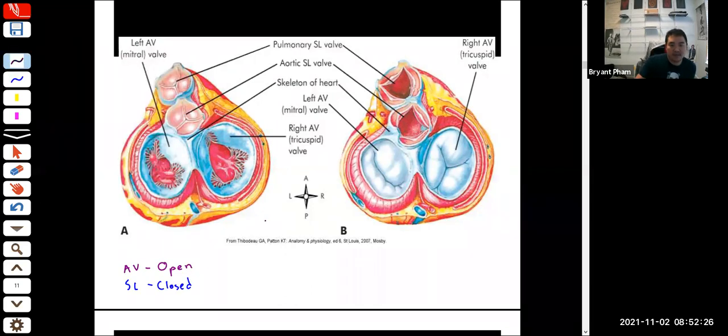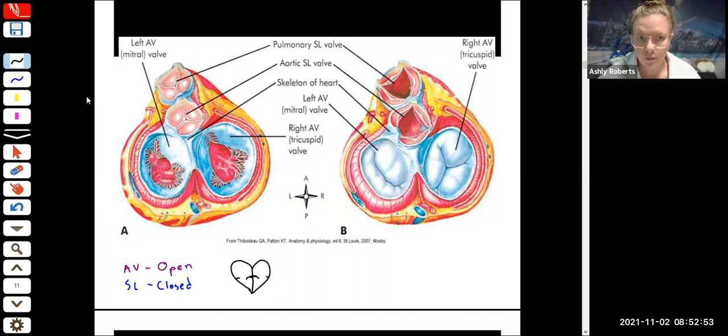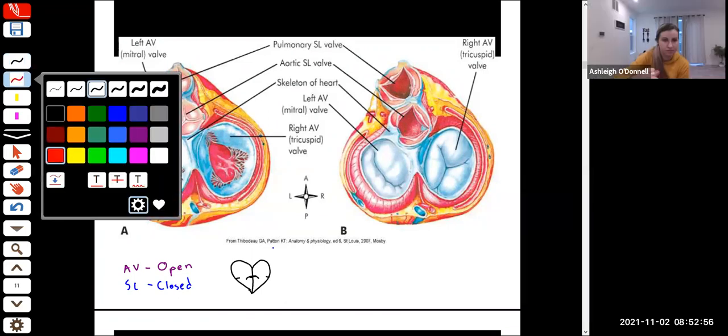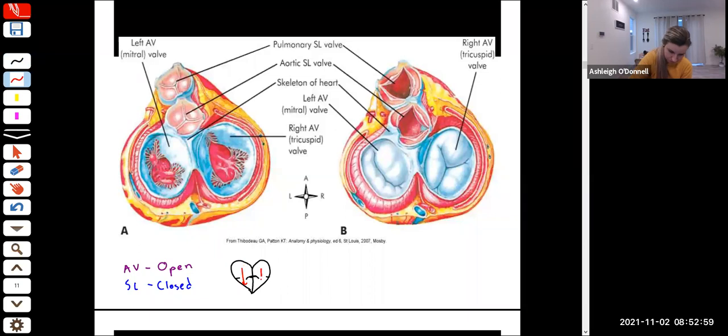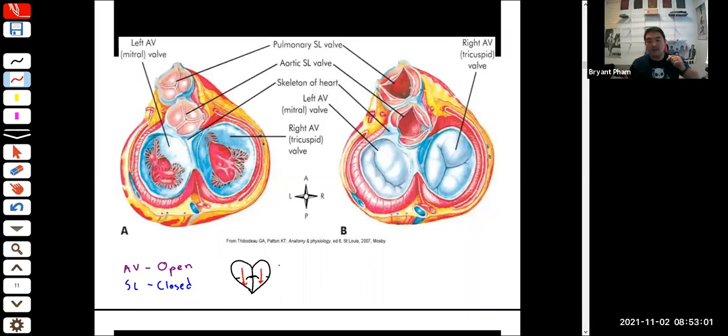So let's think about this. Here's your heart. So here my AV valves are open and my semilunar valves are closed. Where's blood going? Into the heart, into the ventricles. So if you notice, we are filling our ventricles.